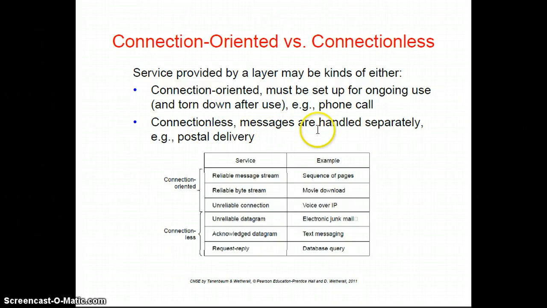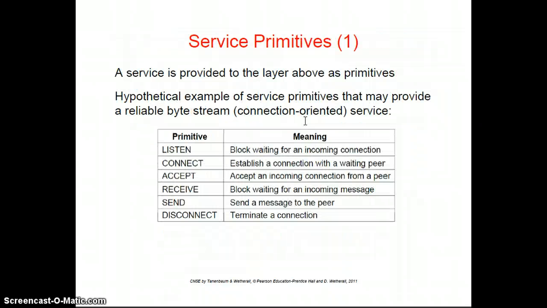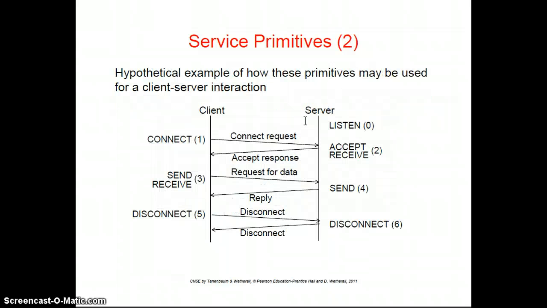Connectionless messages are handled separately. It means that from one node to another node, you establish a connection between node 1 and node 2 through the link layer. Then when we come to node 2, you have to establish a connection between node 2 and node 3 through the link layer. It means that it's handled separately, not before starting the connection.